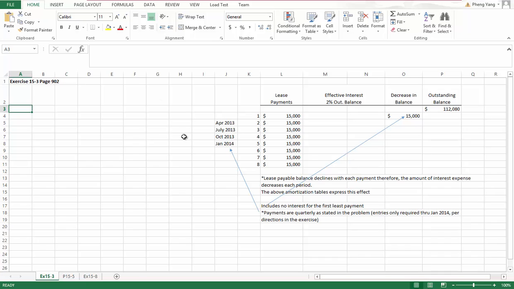Once again, I'll read the problem and then we'll go through it together, page 902, exercise 15-3. Manufacturers Southern leased high-tech electronic equipment from Edison Leasing on January 1st, 2013. Edison purchased the equipment from International Machines at a cost of $112,080. And the related information, maybe I should put that in here too.